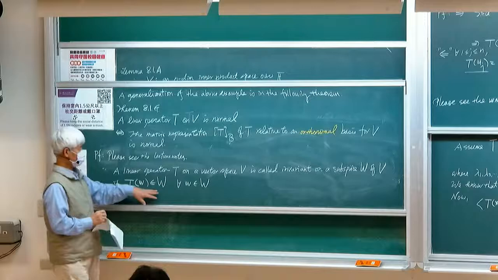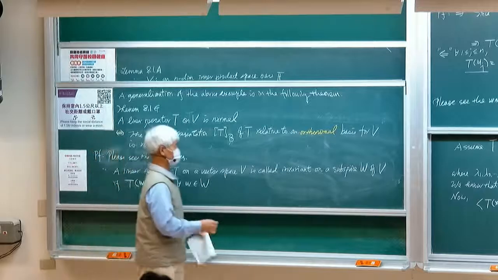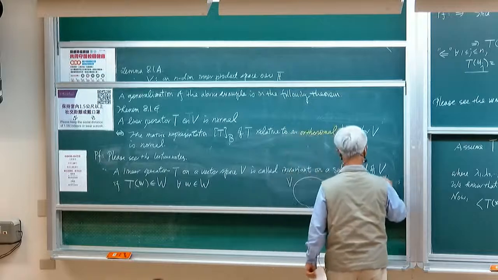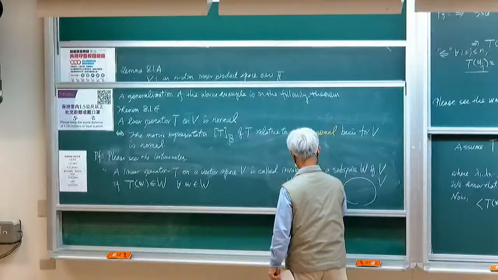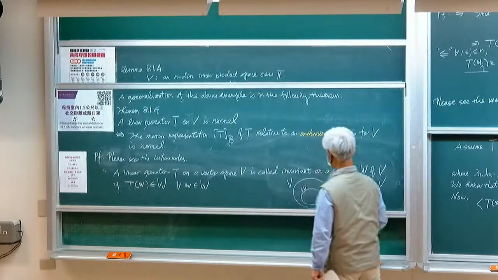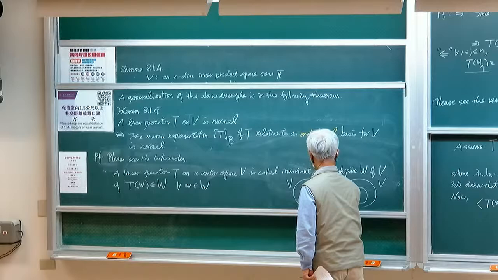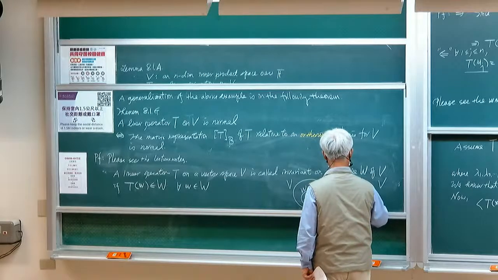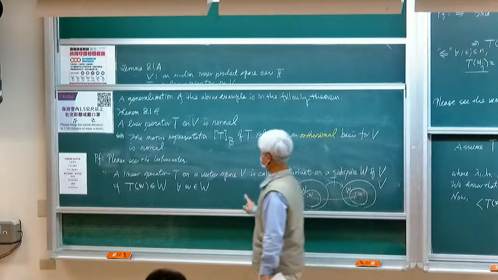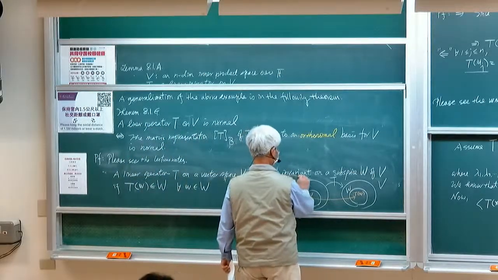So if you can find a subspace W such that after you transform it, the diagram is like here. So this is V, and you have a W, and this is T here, and you find that for every vector here, the image of T is always in W. Then if this is the case, the linear operator is called invariant on W.